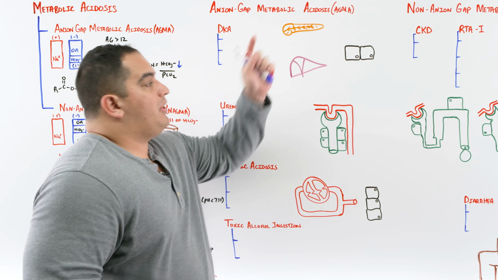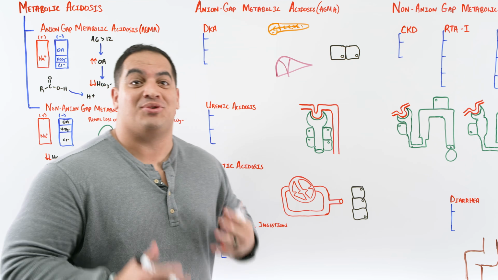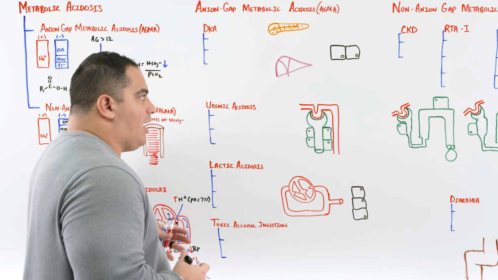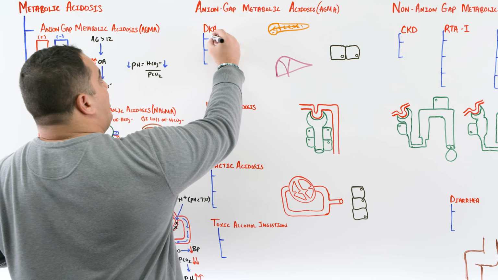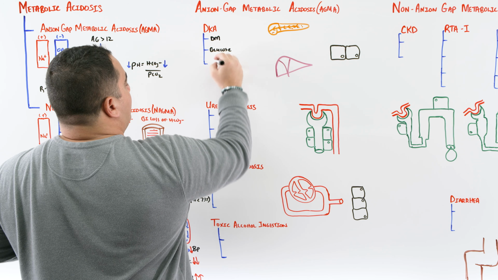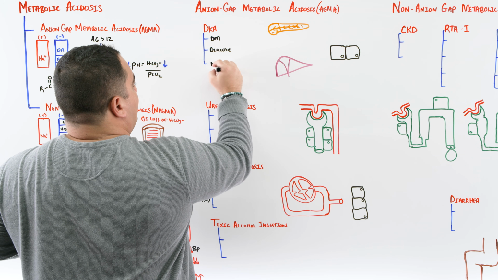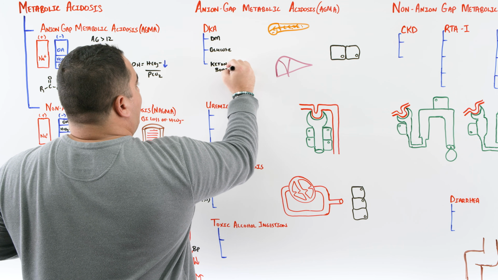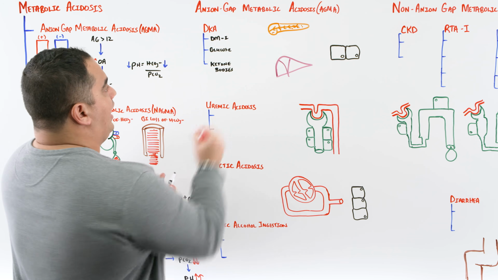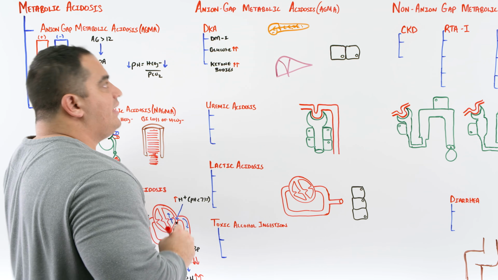All right, let's now talk about the causes of AGMA. Within AGMA, we have to talk about those organic acids. What's building them up? One of the biggest causes is diabetic ketoacidosis. You need to have a patient who has diabetes, they need to have a very high glucose level, and they need to have elevated ketone bodies in their bloodstream. Most of the time it's type 1 diabetes. And you want to see elevated glucose levels and elevated ketone bodies.